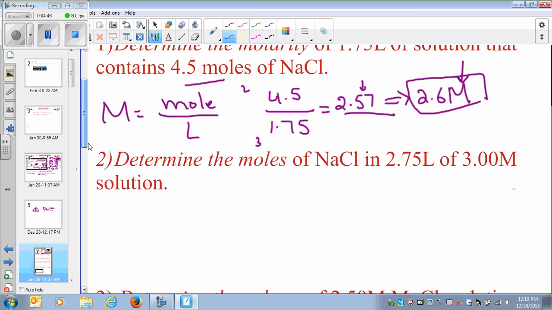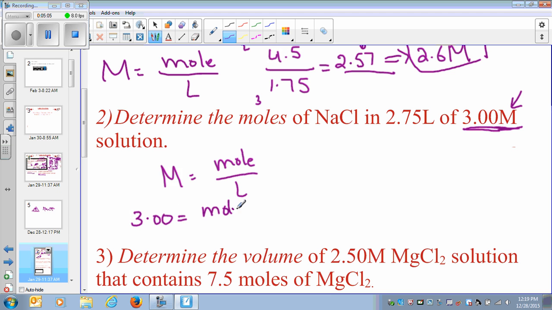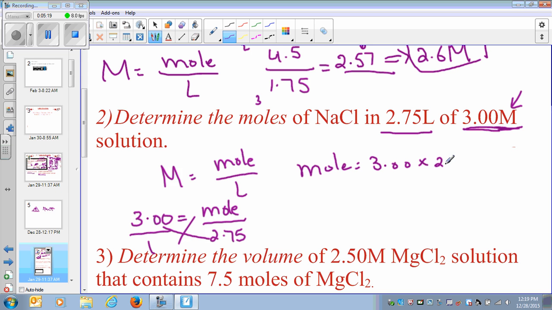So let's do the other example. Determine the moles of sodium chloride. So I have molarity equals moles over liters. This M is telling me I have molarity. So this is 3.00, this capital M. I don't have the moles, and the volume is 2.75 liters. So as I said, to calculate the moles, I will cross multiply it. So moles equals 3.00 multiplied by 2.75. So let's plug it into the calculator.